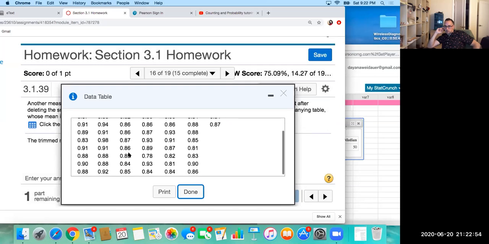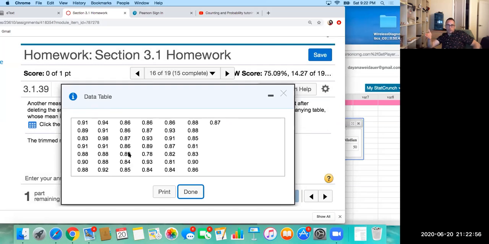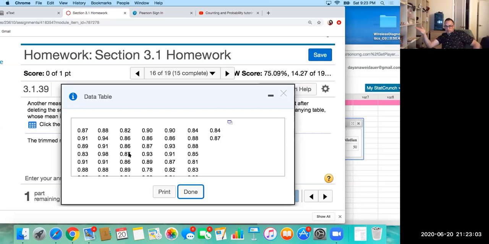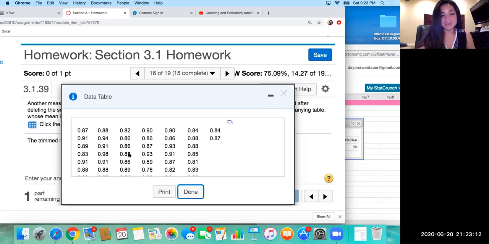Now imagine you plugging this data into a calculator. Yes, that's what I've been doing. That's ridiculous. I just saved you so much time by teaching you StatCrunch. That's why it's been taking me forever to do the other stuff.